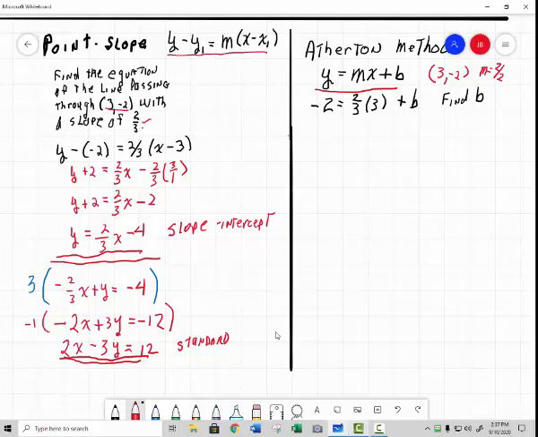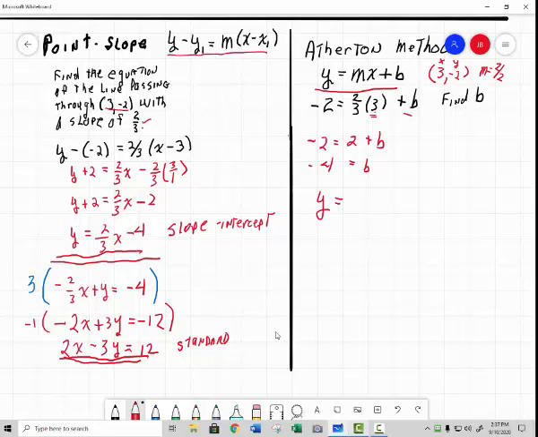His point was, here's a value of x, here's a value of y, and here's our value of m, so plug it in here. -2 is a value of y, 2/3 is a value of m, 3 is a value of x. The only thing I'm missing is b. So let's solve it. Minus 2 equals 2 plus b. B then is -4.